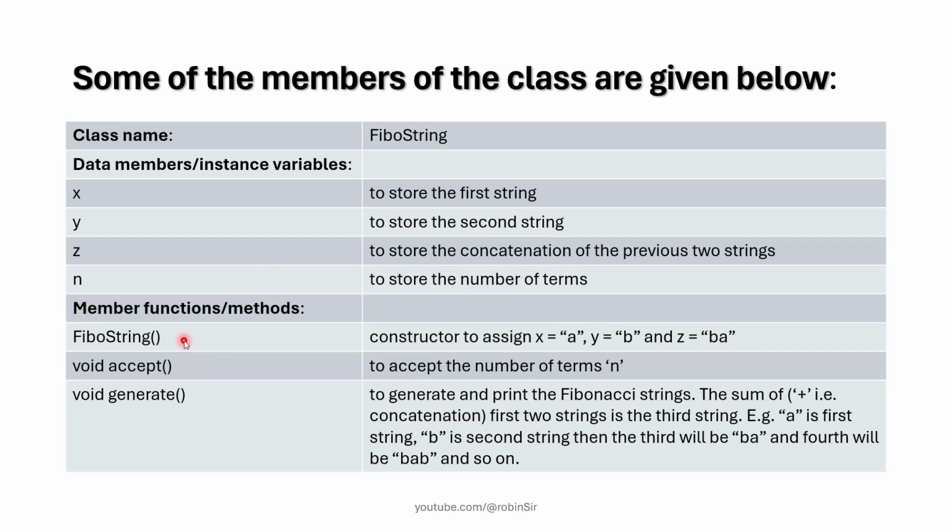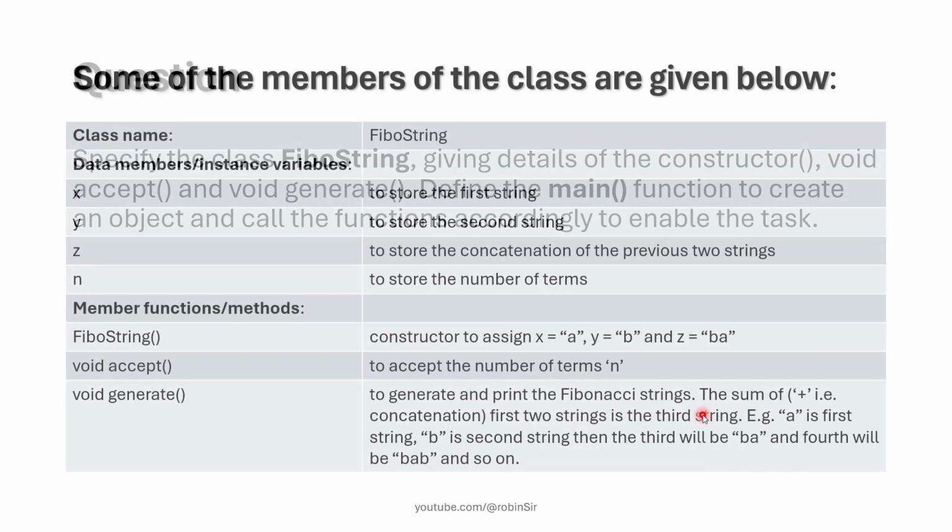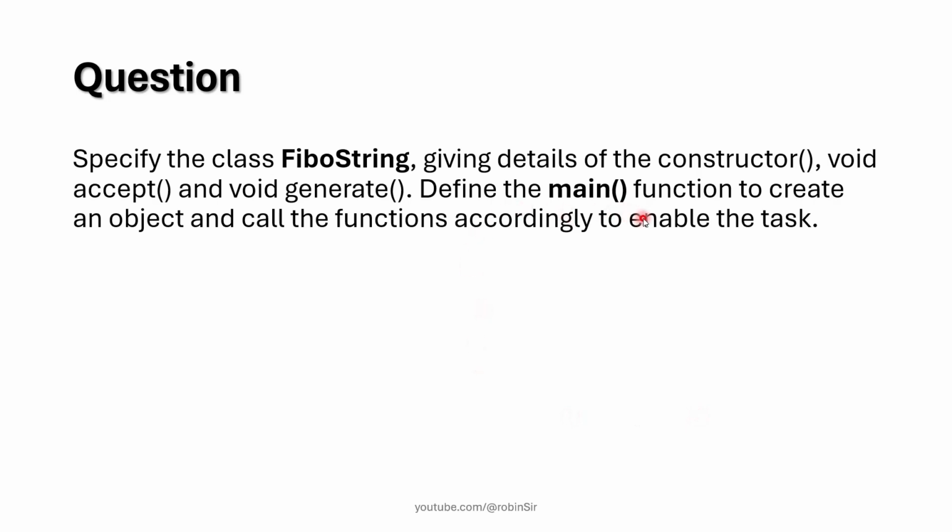Next, we have a constructor where X will be equal to A initially, Y will be equal to B, and Z will be equal to BA. We have the accept function to input the value of N as the number of terms. And then we have the generate function where we will actually generate and print the Fibonacci strings. We also need to create the main function to create an object and call the functions accordingly to enable the task. So that's the question.